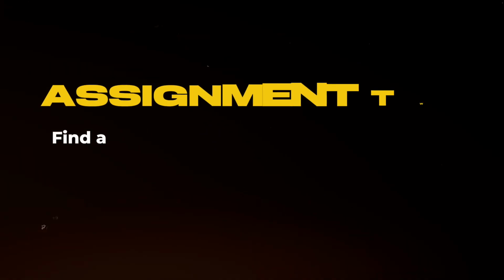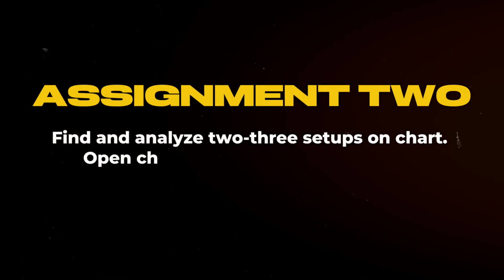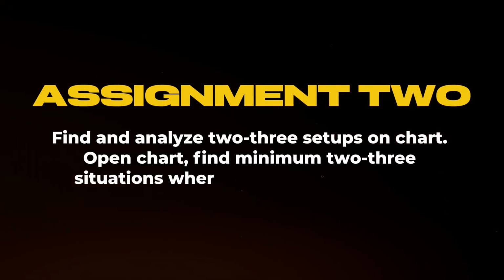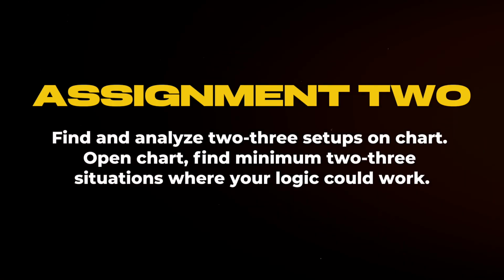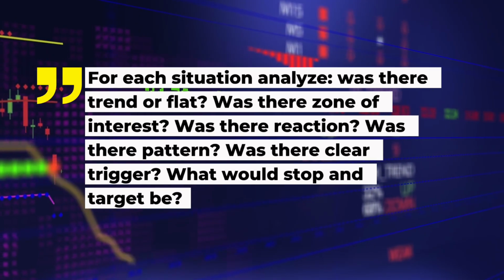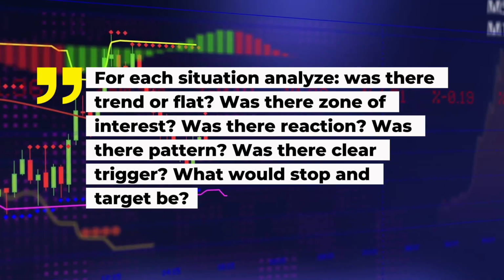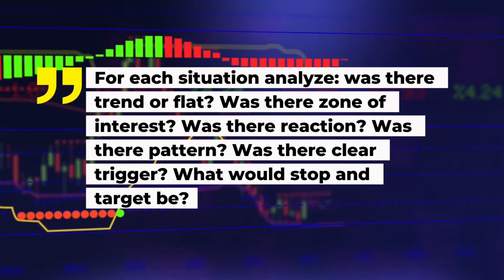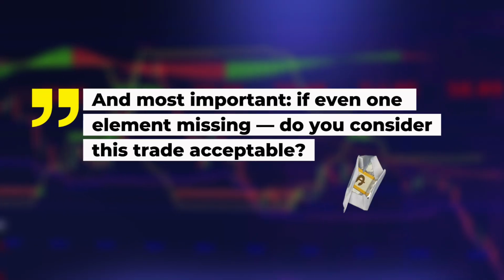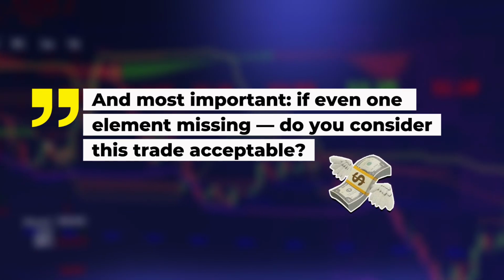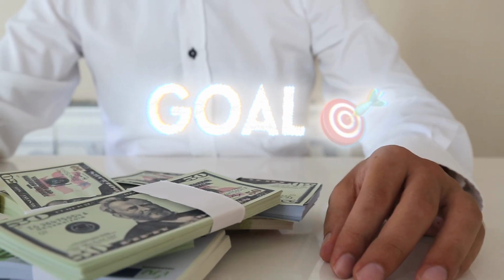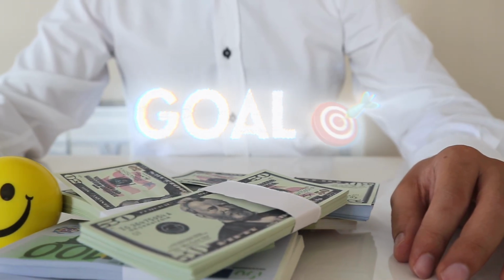Assignment 2. Find and analyze 2 to 3 setups on chart. Open chart, find minimum 2 to 3 situations where your logic could work. For each situation, analyze: was there trend or flat? Was there zone of interest? Was there reaction? Was there pattern? Was there clear trigger? What would stop and target be? And most important, if even one element is missing, do you consider this trade acceptable? Goal: learn to filter trades, not search for entry at any cost.